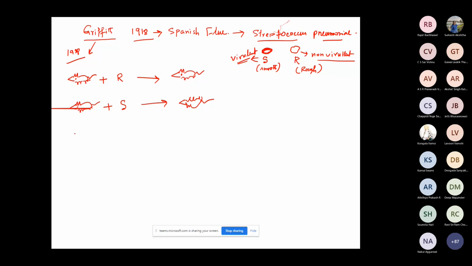Now, total 4 experiments he did. Mouse plus, this is very important, heat killed S strain. Heat killed S strain. So what do you think? What will happen? The mouse will survive. Very good. Heat kill means, in lab we say we autoclave it.